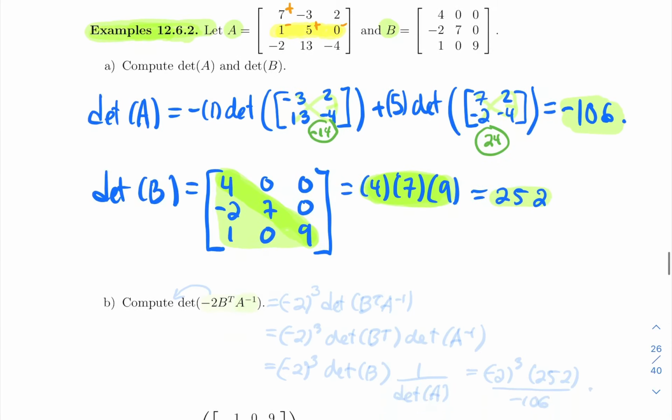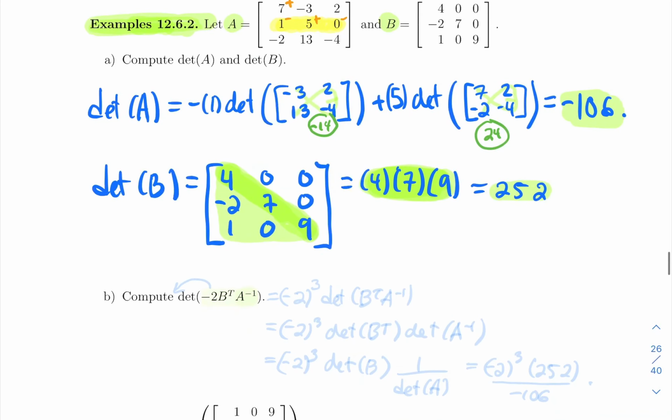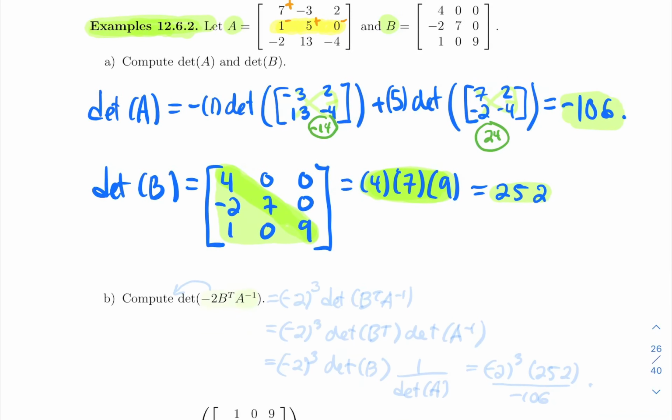Now, if we look at the second example, here we're asking you now to compute the determinant of -2 times B transpose times A inverse. First thing to notice here is that we don't even know how to compute the inverse of a 3 by 3, so we're a bit screwed, but that's okay because we're going to use properties to compute its determinant.